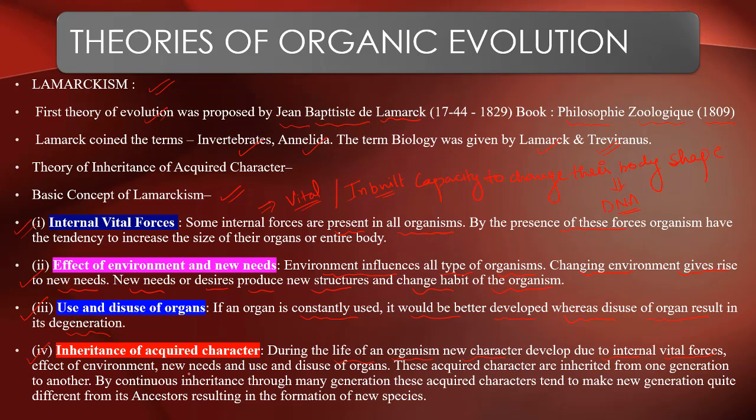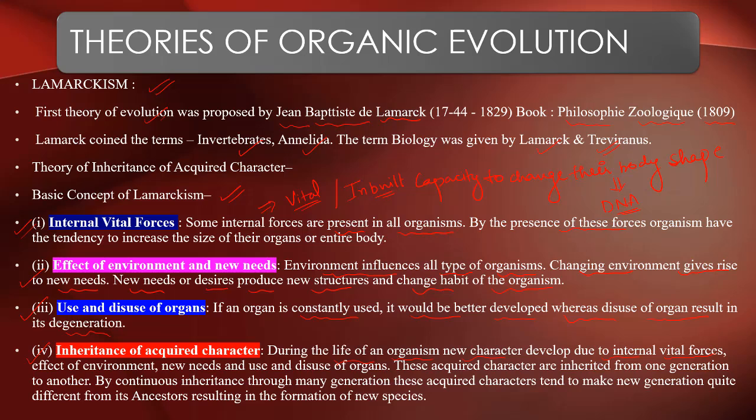The effect of environment, new needs, and use and disuse of organs are the basis of all these acquired characters, the new characters which develop inside an organism or a population. That is because of the internal vital force, the effect of environment and new needs, then the use and disuse of organs. These acquired characters are inherited from one generation to the other.